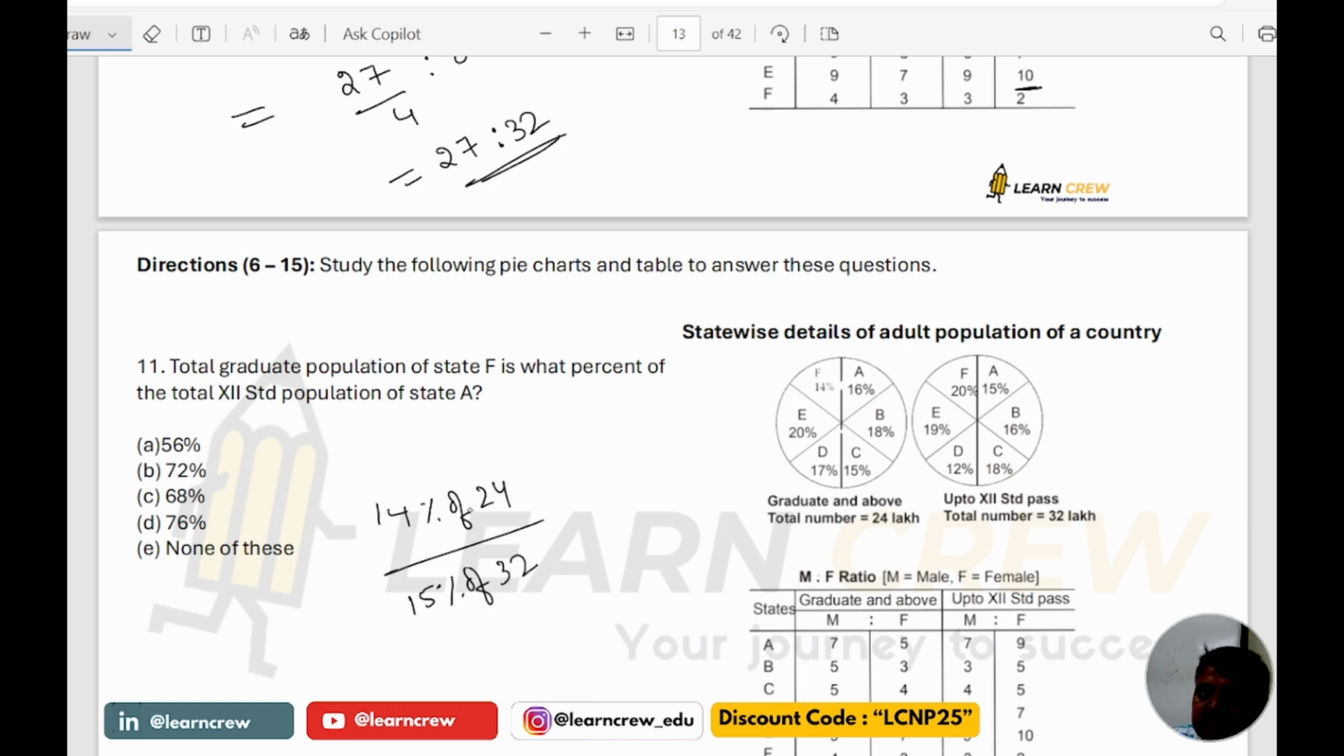So 14% of 24 is what percentage of 15% of 32 means is by half into 100. So here 8 3s are, 8 4s are, 4 25s are, 3 5s are, 5 5s are. So you will get the answer as 14 5s are how much? 70 percentage. So answer is here 70 percentage. So answer is none of these.